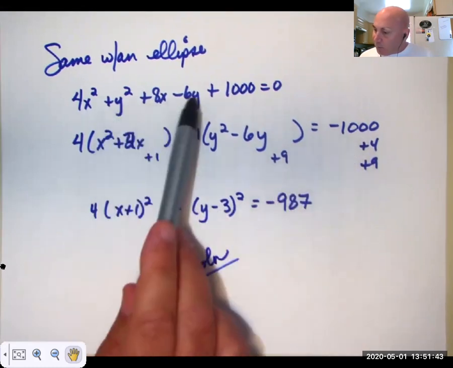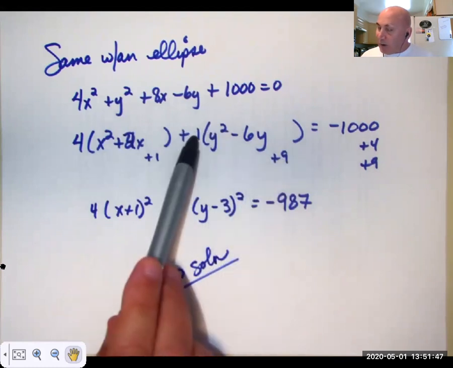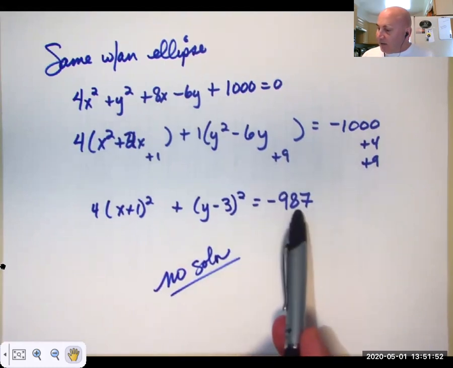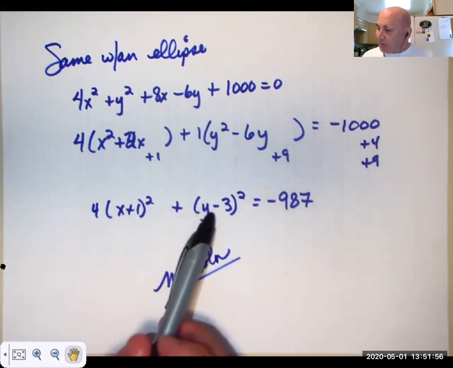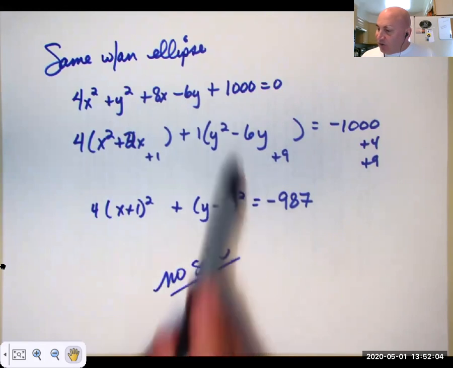I group the y squared and the y term. I have to add a 9 times 1 is 9 to the left, add 9 to the right. I have a negative value. Now I have something x squared plus something y squared equals a negative. There's no solution. And what was the big change here? It was this 1,000.